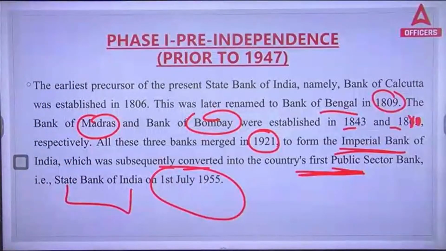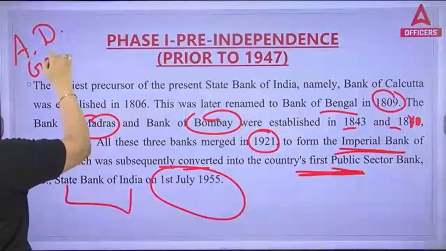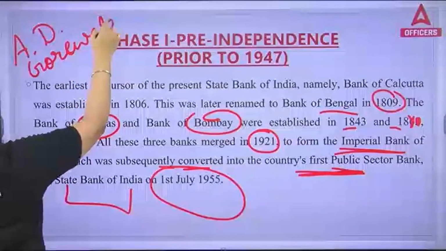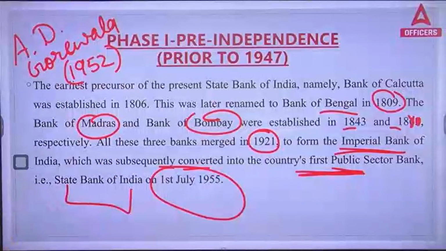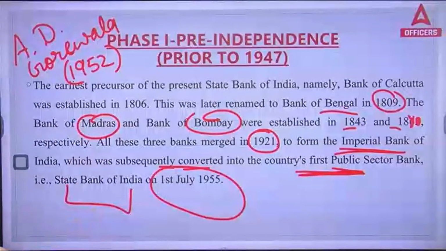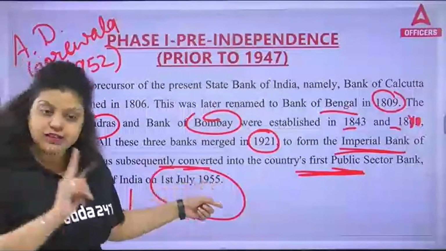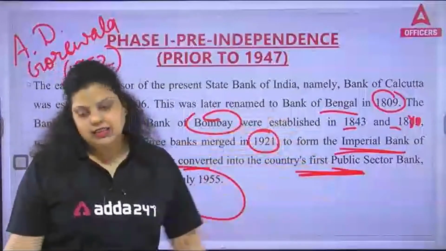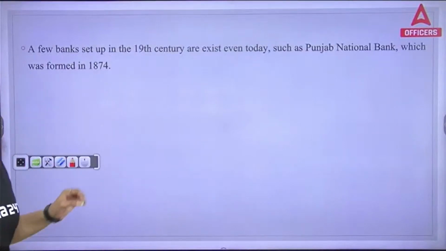And which committee was formed for SBI? It was the A.D. Godewala Committee. It was formed in 1952 for the formation of SBI, and the SBI Act was introduced in 1955. So on 1st of July 1955, SBI was established after converting the name of Imperial Bank of India into SBI. So this is the proper history of how SBI was established.